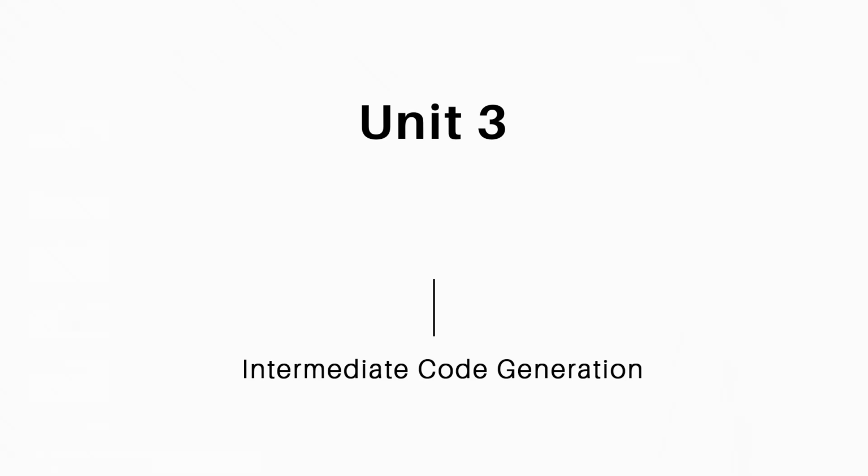In this video, let's understand the first topic from Unit 3, that is Intermediate Code Generation. Intermediate Code Generator receives input from its previous phase in the form of syntax tree, and that syntax tree can be converted into a linear representation, for example, postfix notation. Intermediate code tends to be machine independent code.